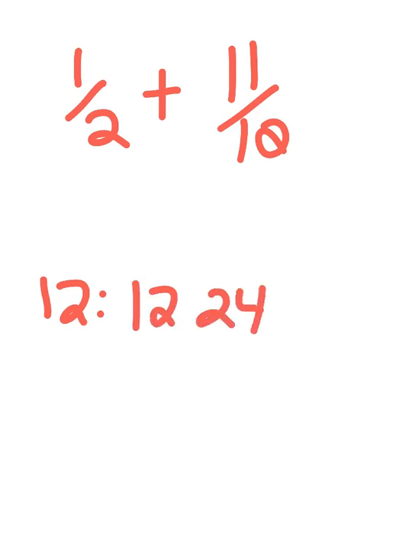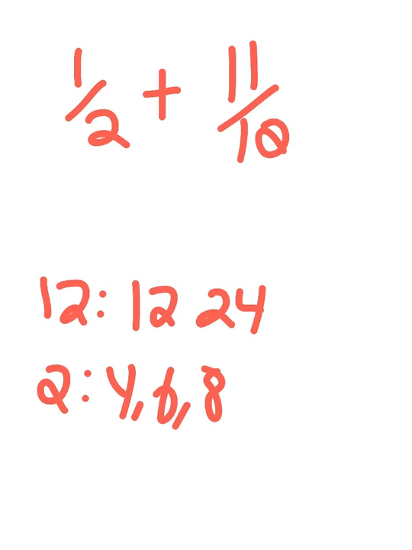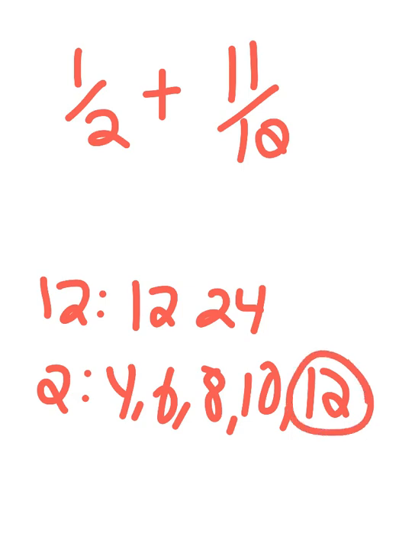24. Now I'm thinking, wait a minute, those are all multiples of 2 as well, right? Because I know 2's multiples, if we want to just write them, we've got 4, we've got 6, we've got 8. Those are all multiples, 10. But 12 is one, and so is 24, right? But our lowest common multiple is 12.